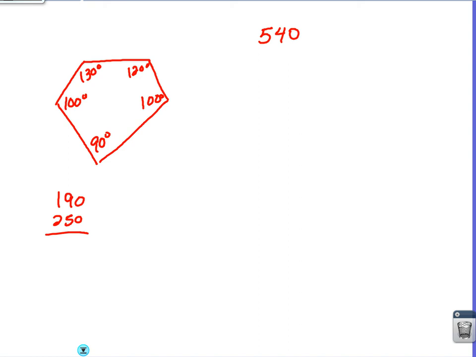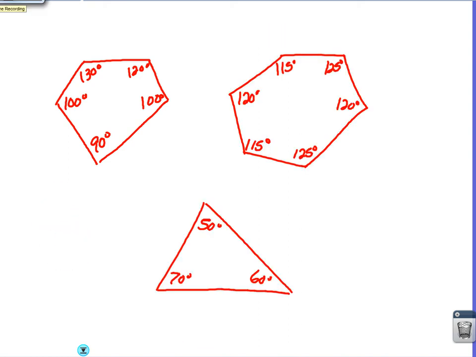And I want you to do the same thing. I want each of us to try this. So here I've got a pentagon, a hexagon, and a triangle. My next step, here's what I want you to try next. Take each of these and draw. Do you remember exterior angles? These are all interior angles because they're inside the shape. At each vertex, I want you to draw an exterior angle.